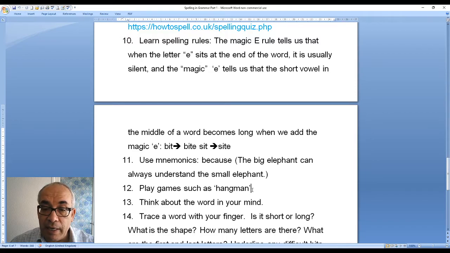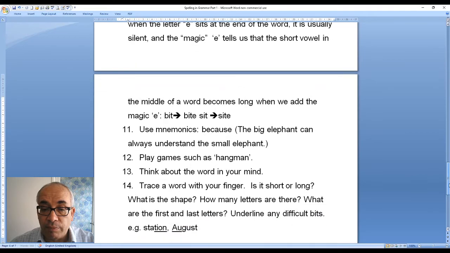Also, you can play games such as Hangman. If you go to the internet and type Hangman games, it will give you a lot of exercises and games which you can use to practice spelling.